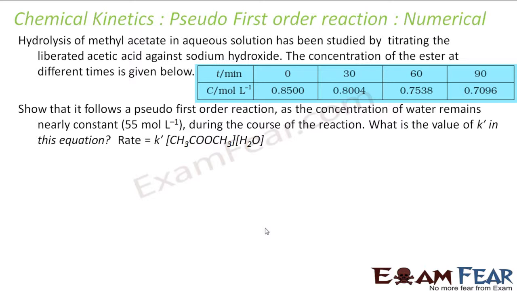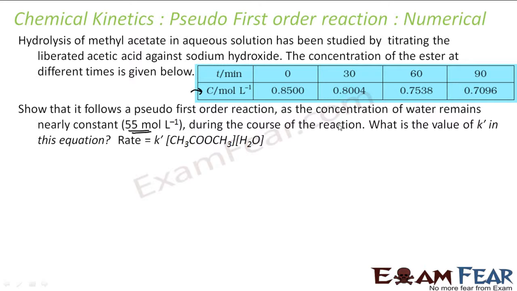Hydrolysis of methyl acetate in aqueous solution has been studied by titrating the liberated acetic acid against sodium hydroxide. The concentration of ester at the different times are given below. This is nothing but concentration of ester. Show that it follows pseudo first order reaction as the concentration of water remains the same, nearly 55 moles per liter during the course of reaction. What is the value of K dash in this reaction?